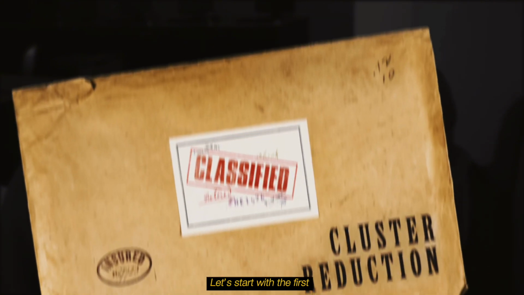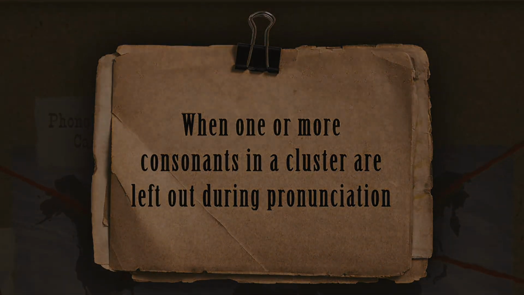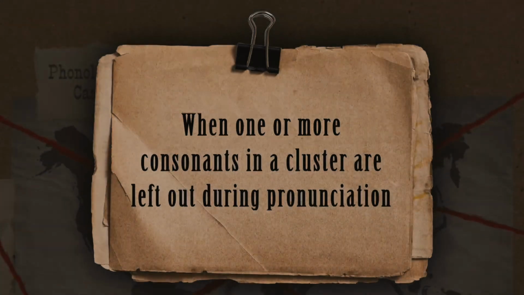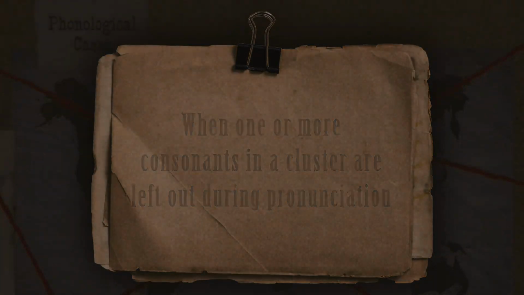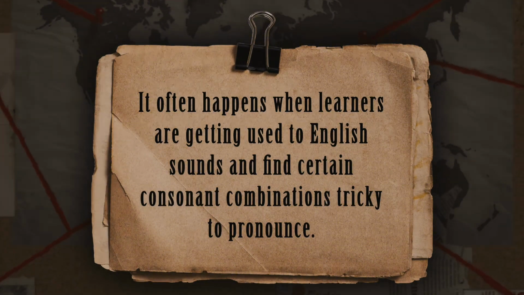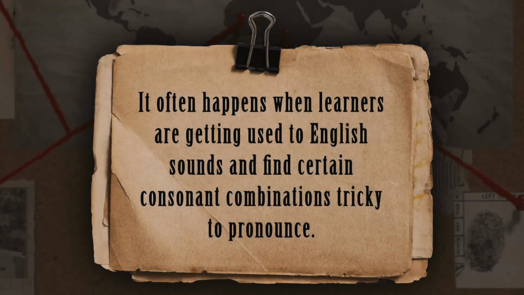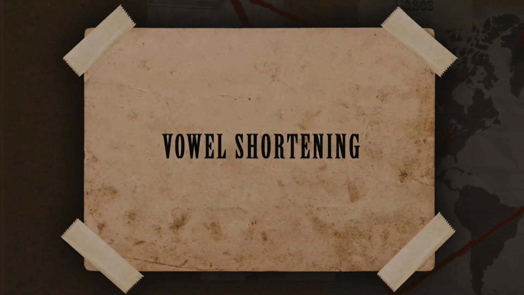Let's start with the first, cluster reduction. It's what happens when one or more consonants in a cluster are left out during pronunciation, like saying tart instead of start. It often happens when learners are getting used to English sounds and find certain consonant combinations tricky to pronounce. Our second case, vowel shortening.